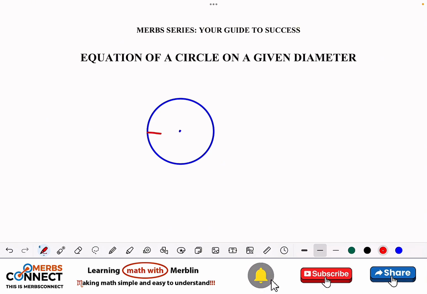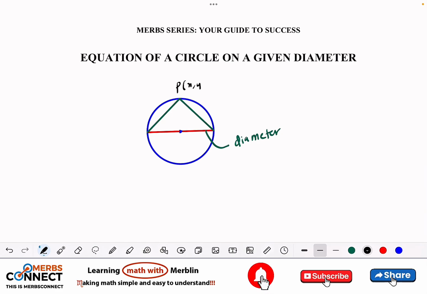So let me just have something like this. Very nice. So I have my center here. So this is the diameter, right? The red one here, I call it diameter because it passes through the center. But we want to form the equation of the circle on a given diameter. So what we can do is I can extend this to this point, and then I extend this also to this point. And then I'm going to call this point, let's say P, which is x and y.